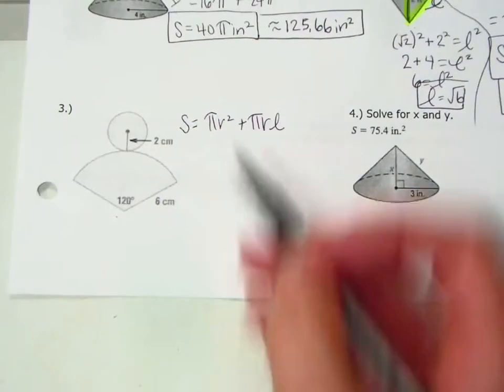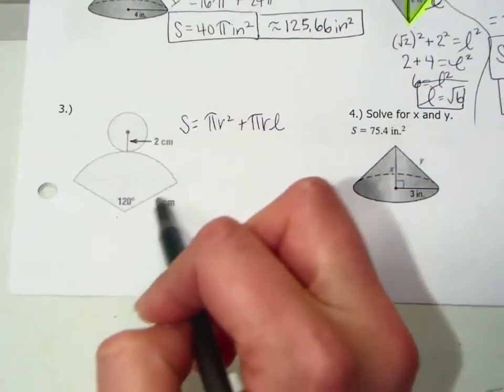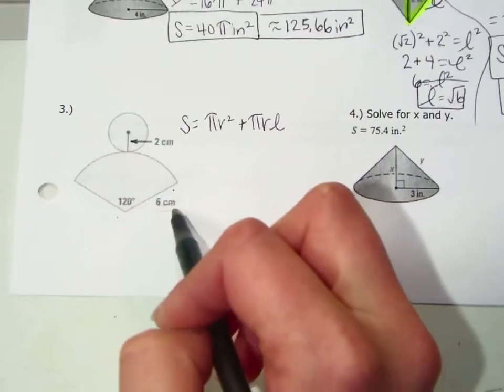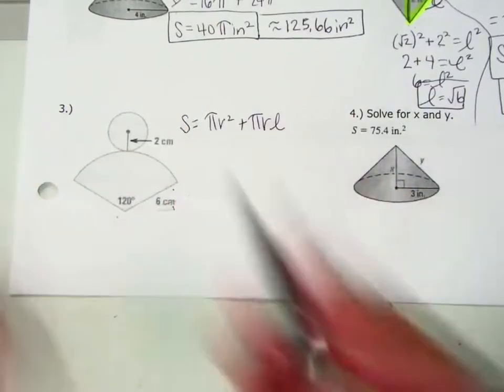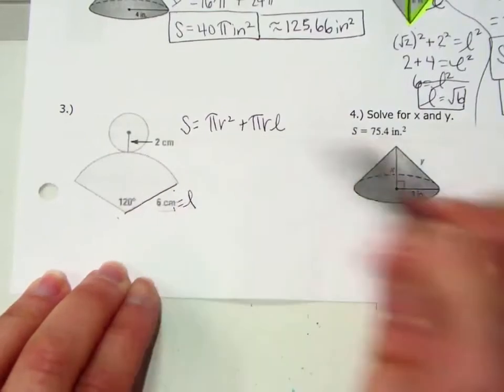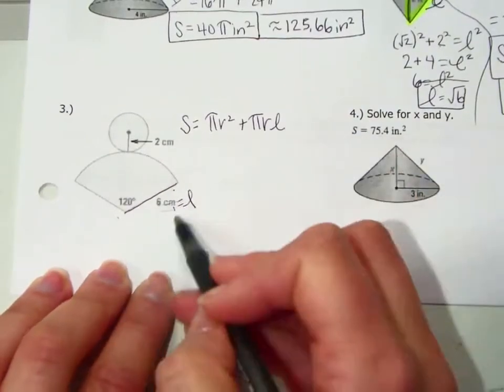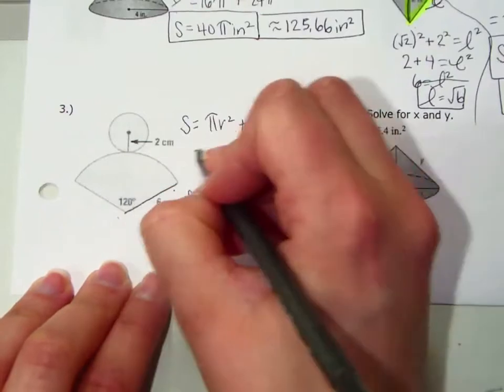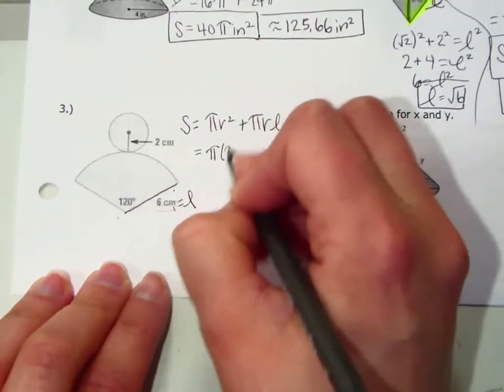And you really have to think about if you put this cone back together, would this 6 be the height or the slant height? So think about wrapping that up. This would be on the outside of the cone, so that is the slant height. So we're really given everything we need. The radius of the base is here, the slant height is here, so we just need to plug in what we know.